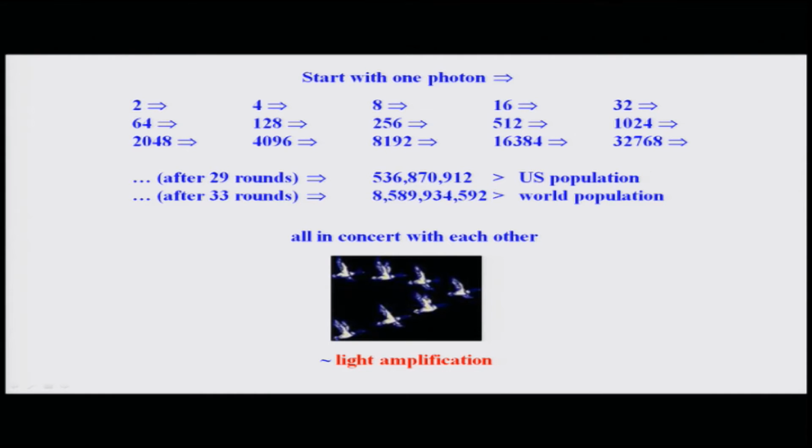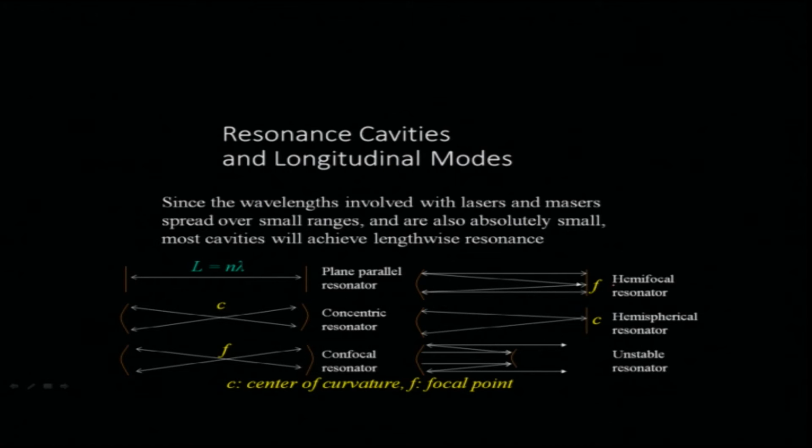And so roughly in 29 or 30 round trips it is some population which in this case can be as high as one country's population, or it could be as high as the world population after a certain number of round trips, and they are all in tandem with each other, which gives rise to the very important aspect of the light amplification. So, that is just the way of looking at it.